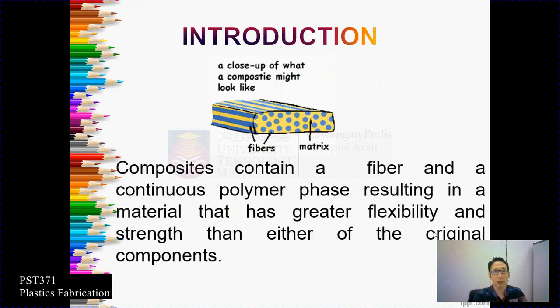Other than that, we use composite materials, containing fibers or particles in a polymer phase, resulting in a material that has greater flexibility and strength than either of the original components. The polymeric raw material itself is not strong enough to withstand certain pressure, temperature, degradation, etc. With the addition of fibers, either fibrous or particle, it will strengthen the polymeric material and lengthen its service life.